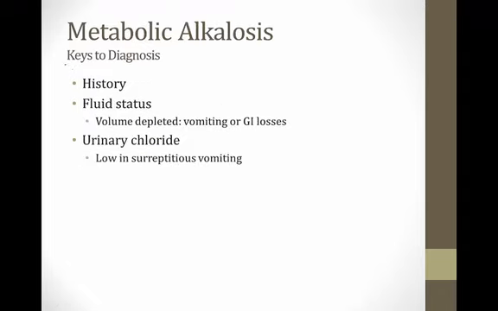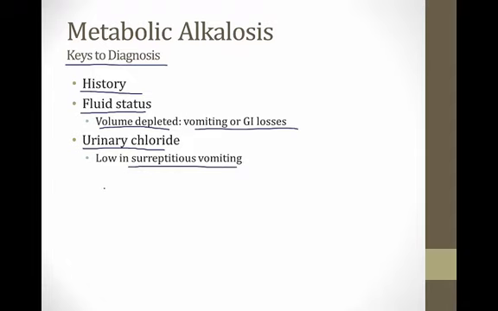On this slide, I've summarized the keys to diagnosis of the cause of a metabolic alkalosis. First of all, the patient's history is very important. Usually this reveals an obvious cause of metabolic alkalosis, such as vomiting or diuretic use. The fluid status is also very important. Patients who are volume depleted for any reason can develop a contraction alkalosis. For example, as we've talked about, this commonly occurs when patients have vomiting or other GI losses. And then lastly, I mentioned how the urinary chloride can be helpful a few slides ago. This is low in the case of surreptitious vomiting.